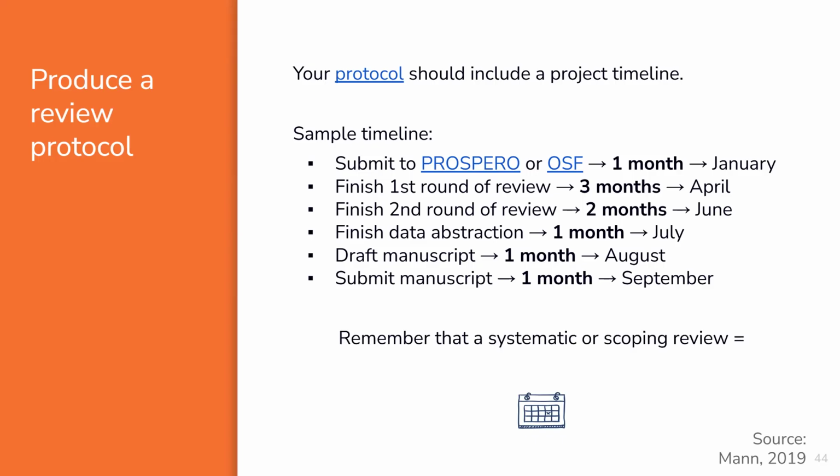So all in all, you can see that writing a systematic or scoping review is not a quick and easy process. It can take anywhere from 8 months up to a year. And this is from the time that you come up with the idea till you submit it to the journal for publication.